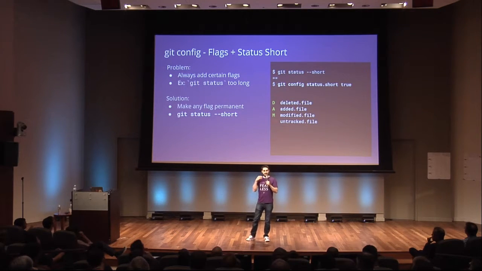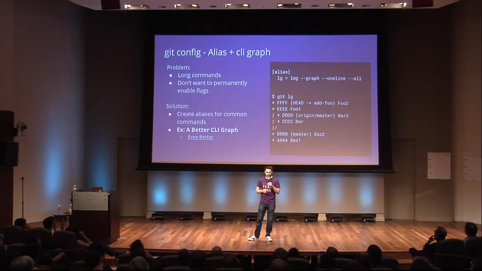Another thing you've run into is that I type the same command over and over with this one flag. This one flag, for example, git status --short. You might want to do that all the time. You can set any flag in Git permanently with a git config. And this is a pretty handy command, git status short.